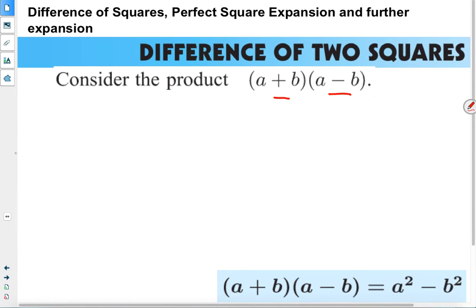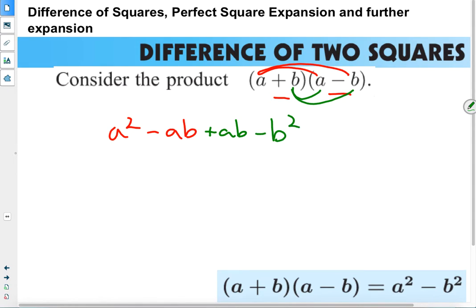So if we remember, we've got to double distribute here, and we do our a times a. We're going to get a squared. A times negative b, I get negative ab. And then my next terms, I do b times a, so I get plus ab. And I get b times the negative b, and I get negative b squared. What you'll notice here is as we collect our like terms, these middle two terms are opposites, so they cancel each other out, and we're just left with a squared minus b squared.